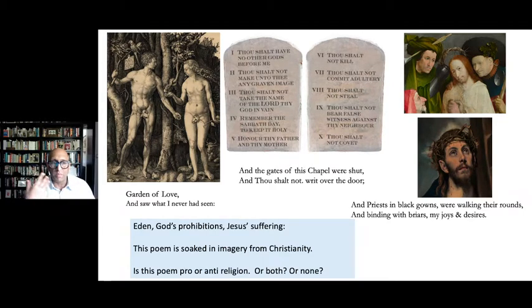I don't know if he's meant to give me that image, but that's the image I have. But what I do know is that it's negative, and that those priests wearing black are not flowers, and they represent death and negativity and rules. And what I want you to think about is: is this poem pro or anti-religious?